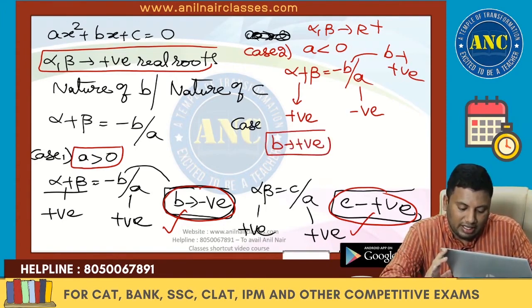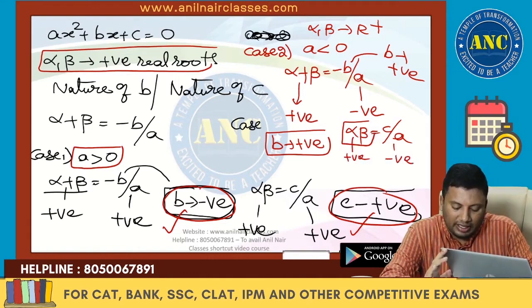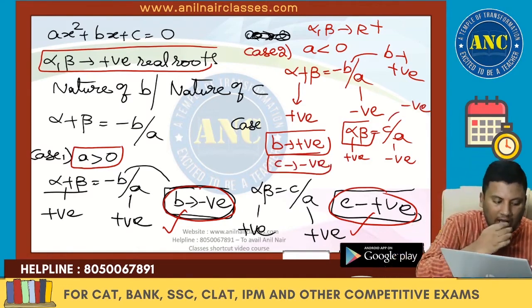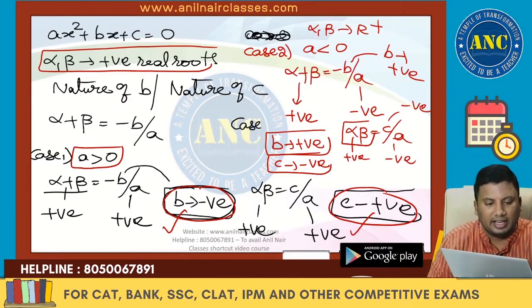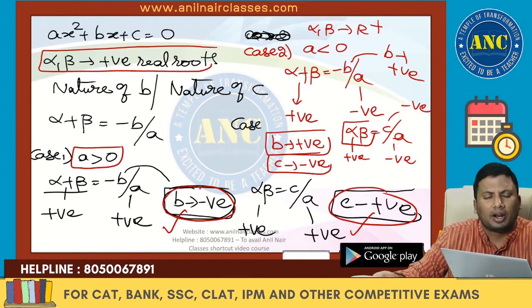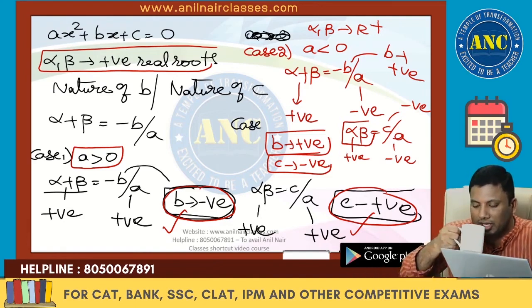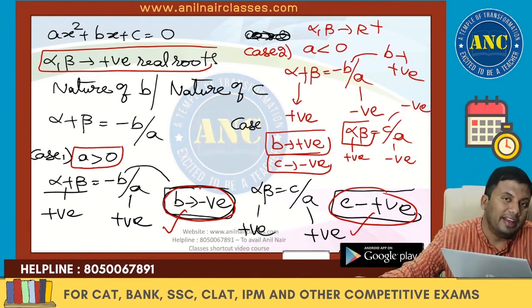If beta is positive, alpha beta is equivalent to C by A. So alpha beta both are positive. It is positive, A is negative, so C will be negative. I hope the idea is clear. Very, very simple concept, but very good quality CAT questions can be solved by using this logic.